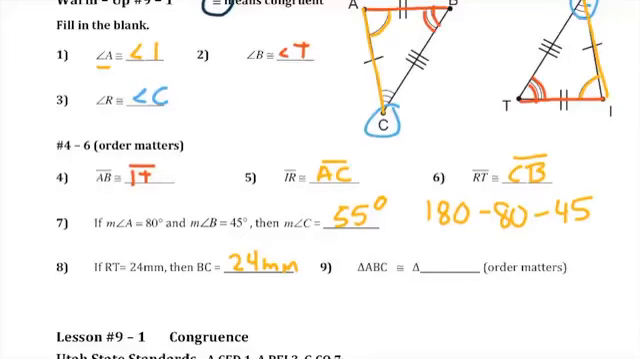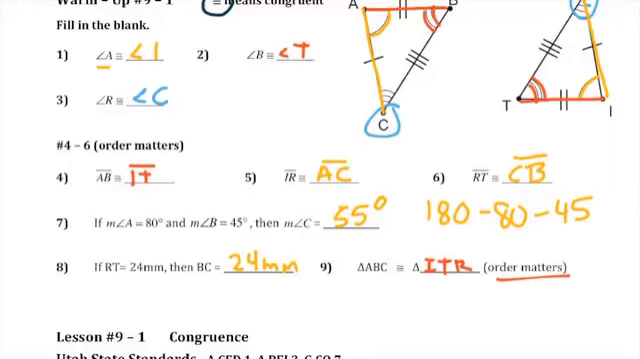Number 9, triangle ABC is congruent to triangle what? Now, order matters. That's an important thing to note here. Order matters. So what angle is congruent to angle A? If we look at number 1, it's I. So we're going to place I first, so triangle I. And B is congruent and corresponds to angle T, so I, T, and then the last one would be R, which corresponds with C. So triangle ABC is congruent to triangle ITR.